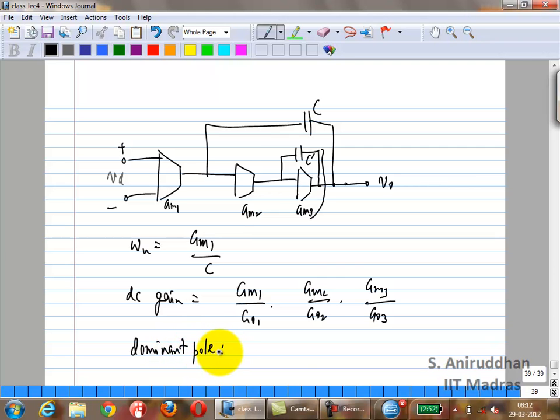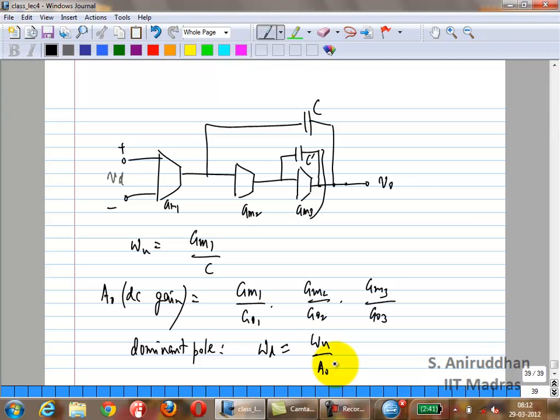What is the dominant pole? I'll call this A0. What is the dominant pole? If you have a single pole system with a unity gain frequency of omega U and a DC gain A0, what is the dominant pole? Right? Correct?